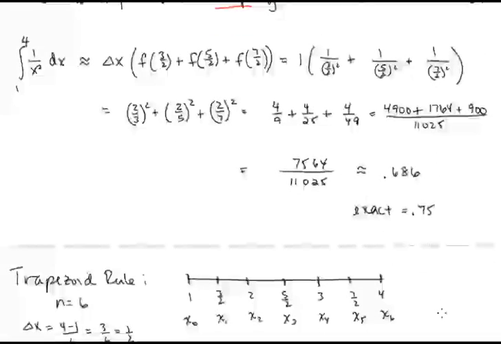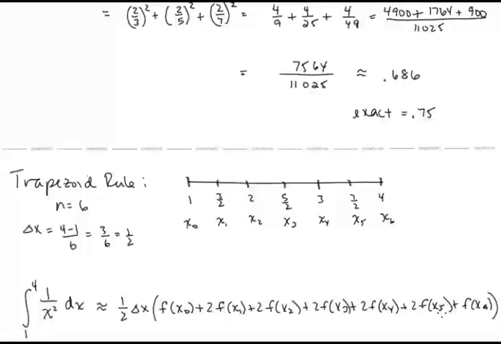Let's take a look at the trapezoid rule. We said here we'll use n equals 6. I only chose n equals 3 for the midpoint rule because I knew this was going to be very messy. Here we have n equals 6 for the trapezoid rule.